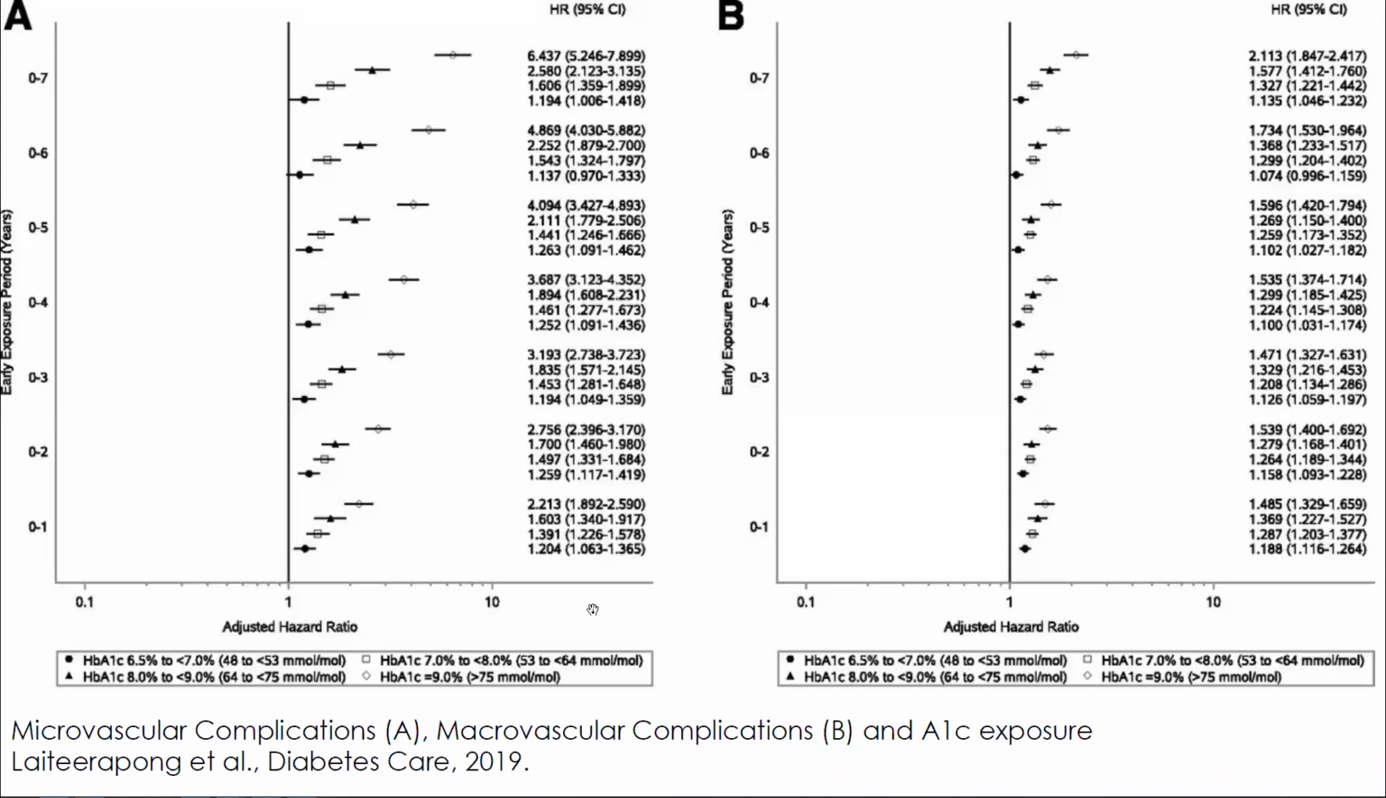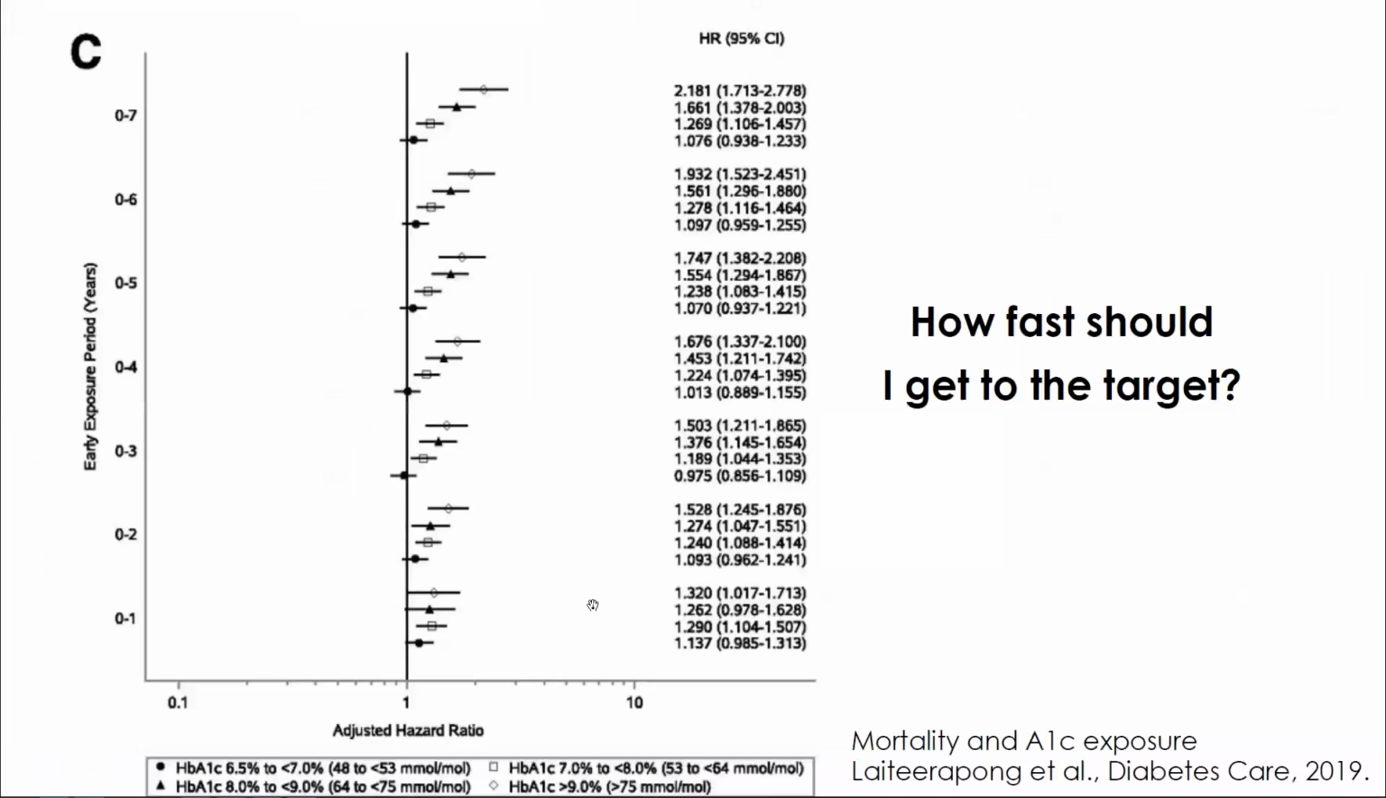This I'm going to skip. I'll come back to this one in a second because there's this one. And the next question that people have is, how fast should I get to the target? This is a very busy figure, so I'm going to walk you through just a short little bit of it.